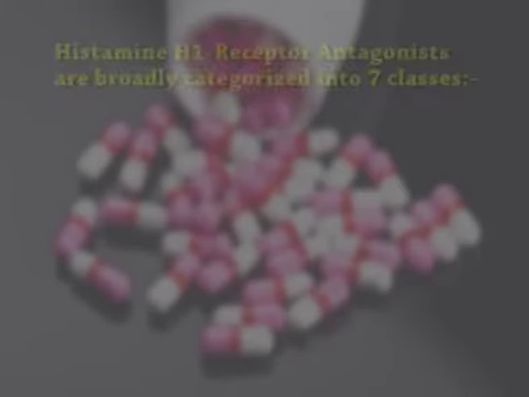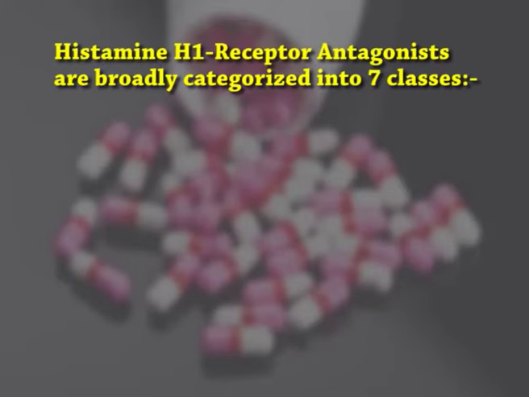Now, as you understand briefly the term antihistamines and its properties, let's go deeper into these drugs. First, let's see the different types of antihistamines. The commonly used antihistamines may be classified on the basis of their chemical structures, and these are all histamine H1 receptor antagonists. They are broadly categorized into 7 classes.